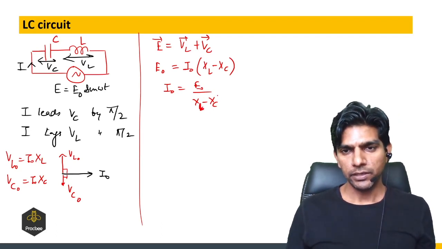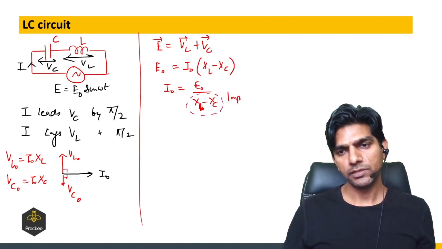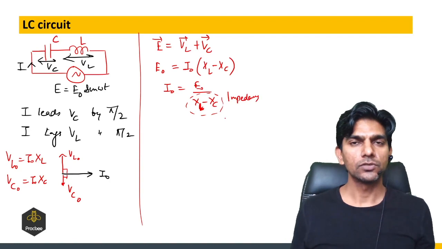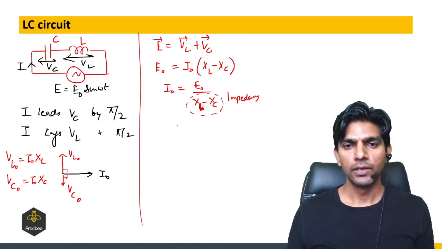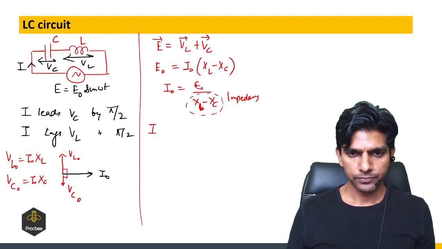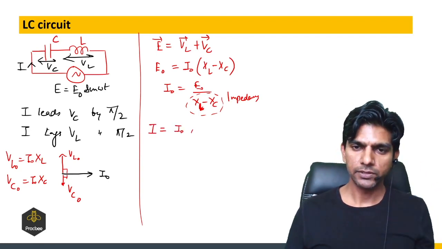So this is the peak current, and the denominator will be the impedance of this circuit, which is the resistance offered by this combination to the AC current. So what is the instantaneous value of the current? It will be I naught times sine of omega t minus pi by 2, right?